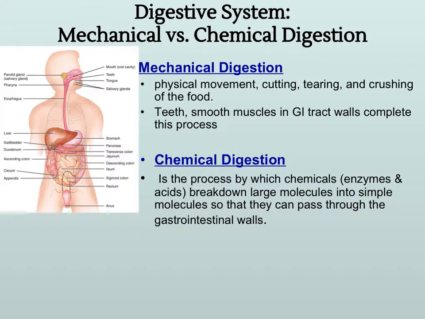Now, when it comes to digestion, there's actually two different types. One type is called mechanical digestion. And mechanical digestion is anything that the body is doing that is going to physically cut or tear or rip the food or move it along in the process of digestion. So the obvious place, of course, is the teeth where this occurs. We're going to rip our food, we're going to chew it up and get it as small as possible.